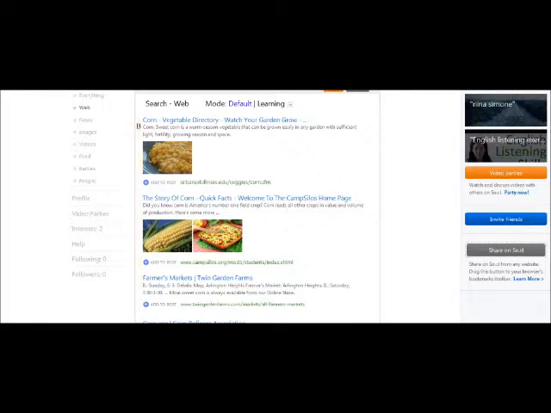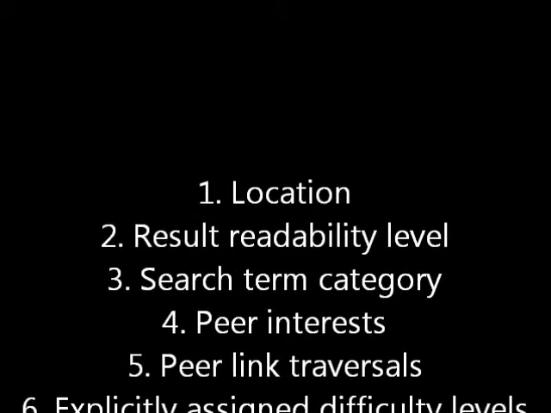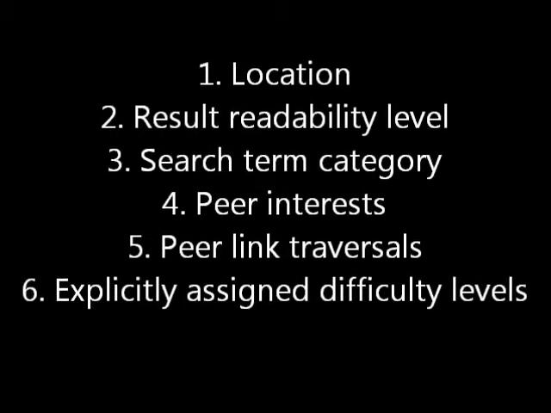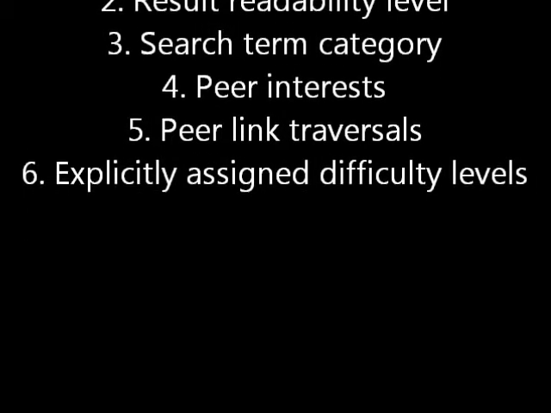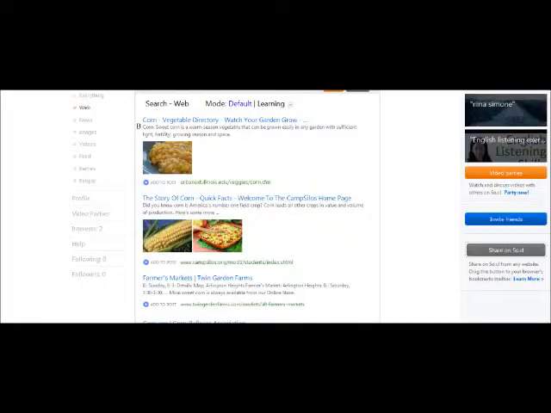The 6 factors that we think should be utilized to filter and order results in learning mode include location, readability level, search term category, peer interest to help with term disambiguation, peer link traversals, and explicitly assigned difficulty levels. These 6 factors could be utilized in order to sort and filter results so that users could start at the level at which they're most comfortable.